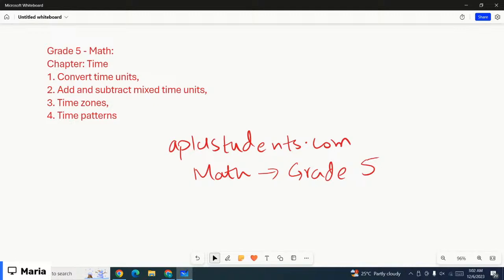We're going to start with the chapter time, and the lessons we're going to cover from the chapter are convert time units, add, subtract, mix time units, time zones, and time patterns. So please make sure you have your notebook and pencil so that you can note down the important examples and definitions as well, right? So let's just start with the chapter time.